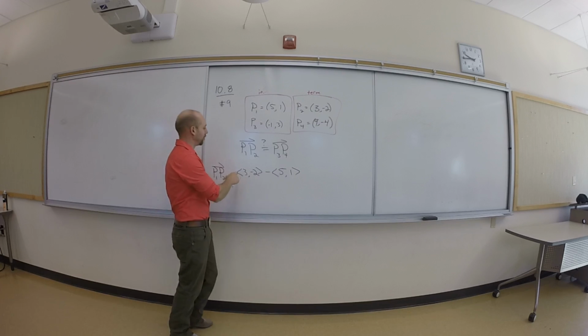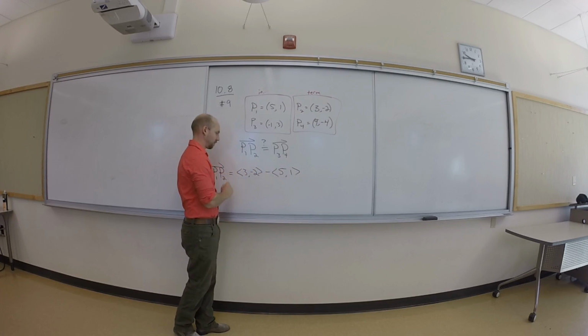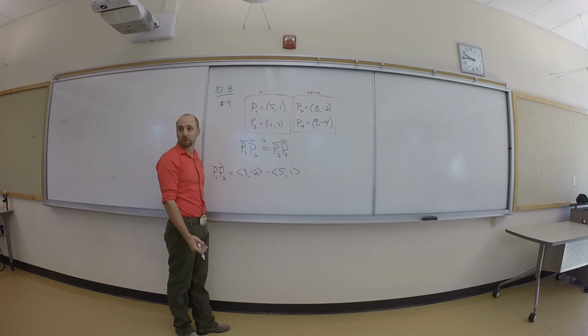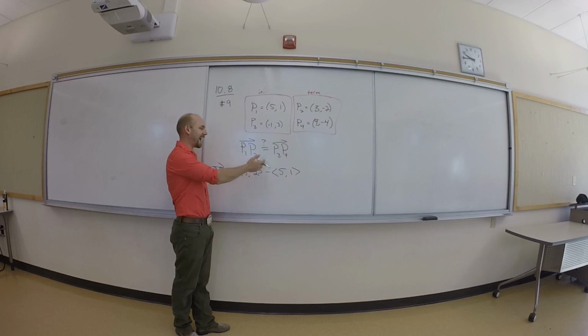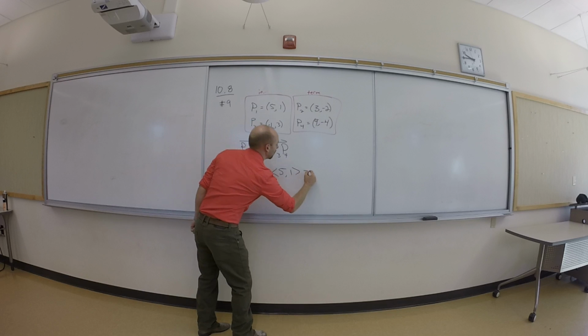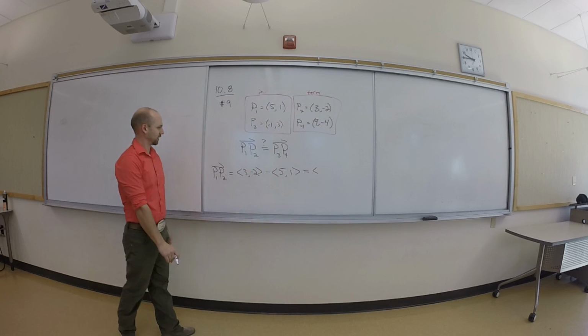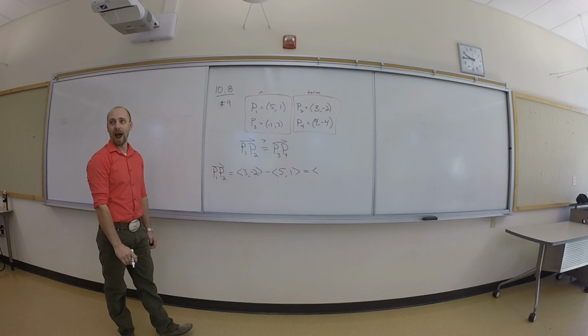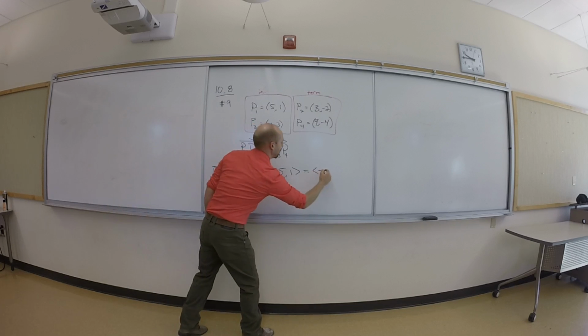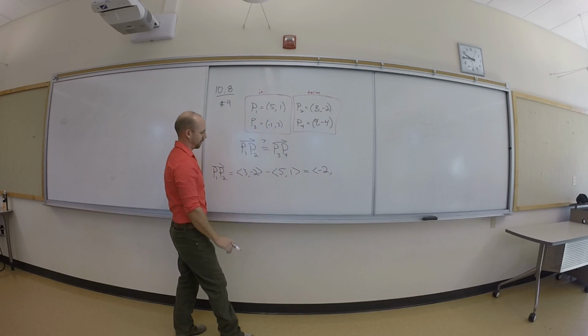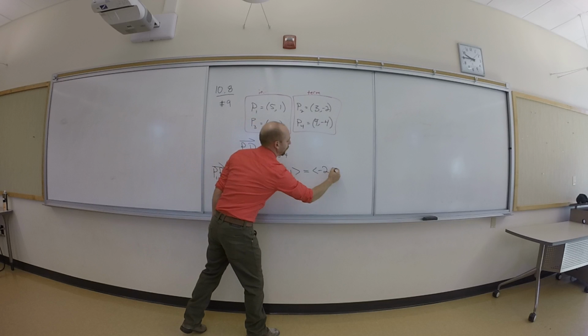Why can't I just do this with round brackets on here? Because those are points and I don't know how to subtract points. I do know how to subtract vectors, though. I just add minus the vector, and I can actually execute this operation. So what do you get out of this? -2 and -3, I think.